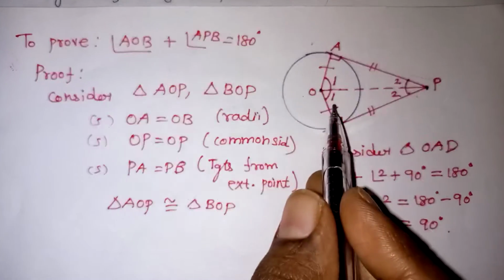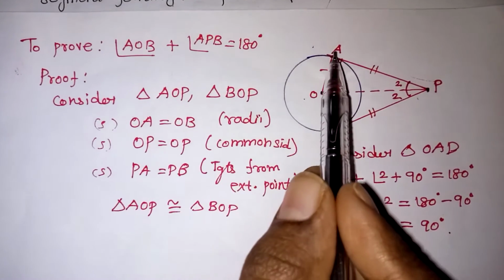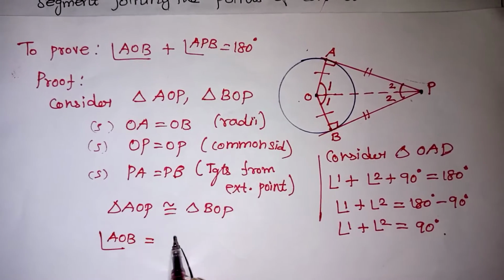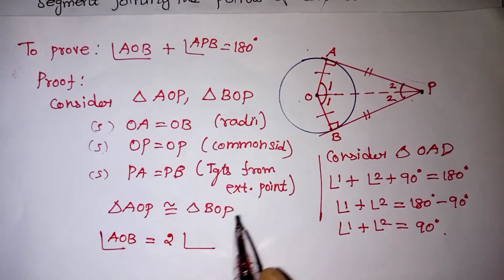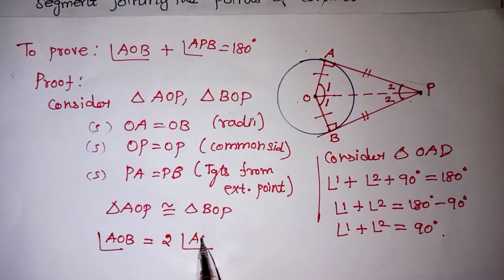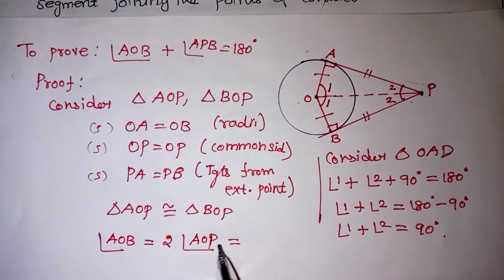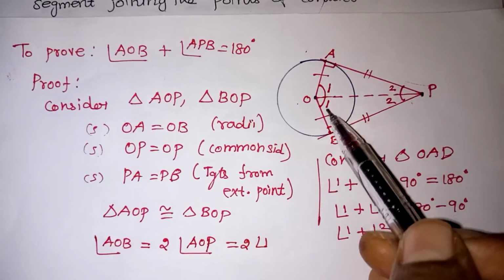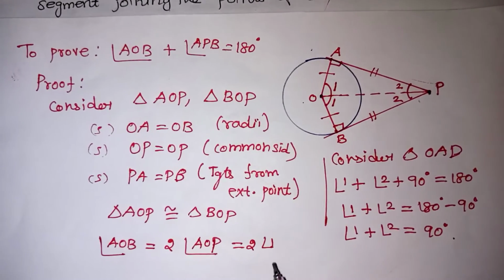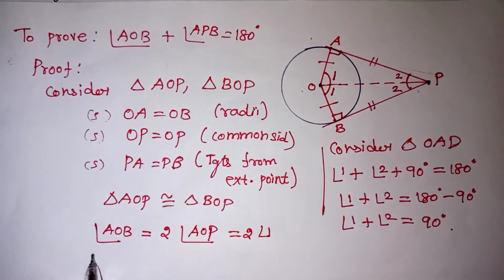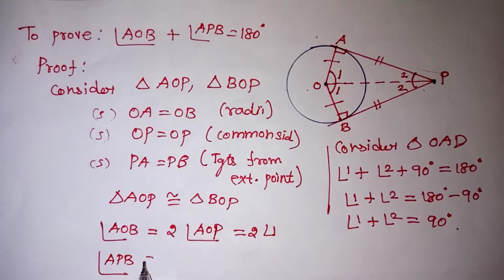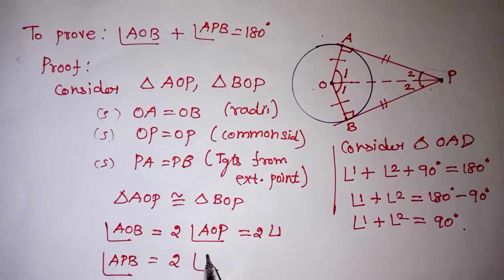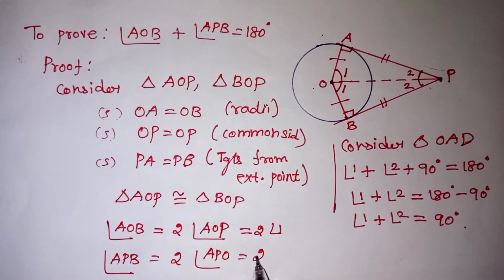From the diagram we can say that angle AOB can be written as 2 times angle 1, that is AOP. AOB is nothing but 2 times angle 1. We have 2 angle 1 inside the AOB. In the same way, angle APB is equal to 2 times any one of the angles. The angle we are considering is APO, that is 2 times angle 2.